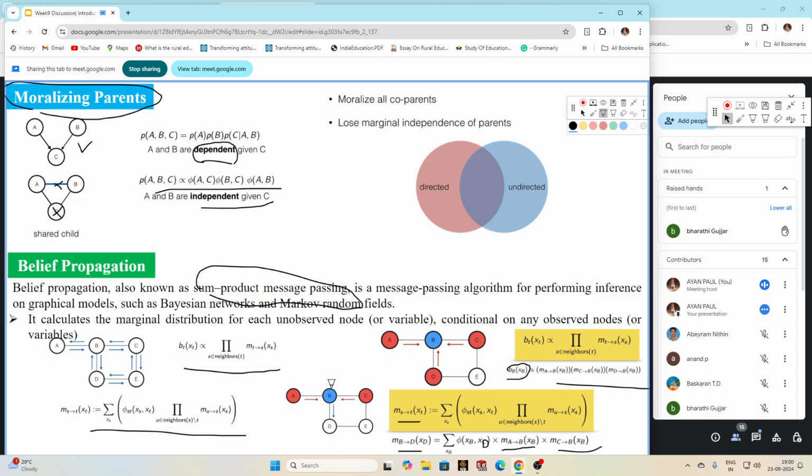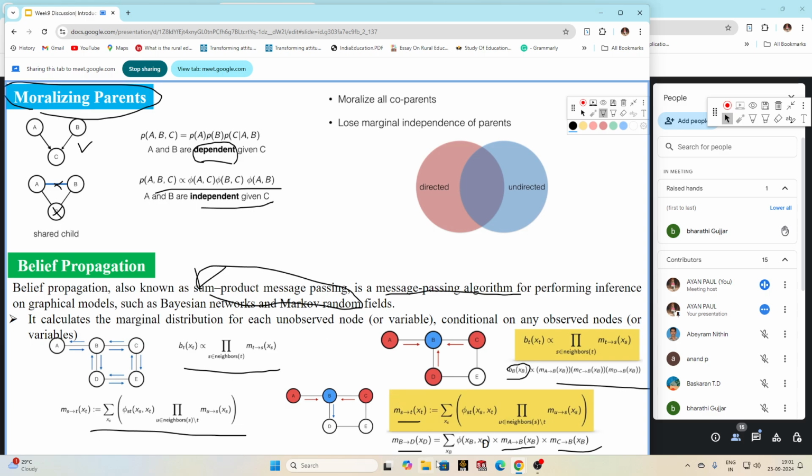This is just an equation. You just need to know the concept of what belief propagation is, and how it calculates the marginal distribution. The marginal distribution is calculated with the help of messages. The message is calculated in two steps. In the first step, the sigma process, sum-product message passing, first we will do the sum and then we will do the product.